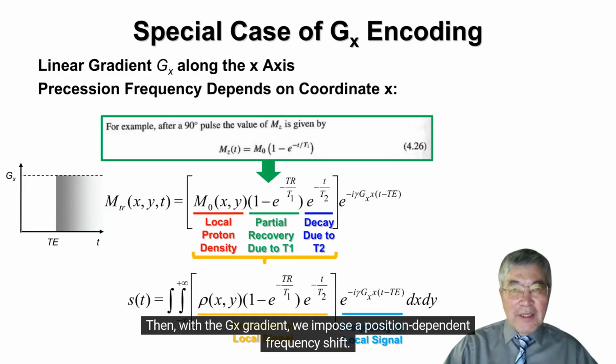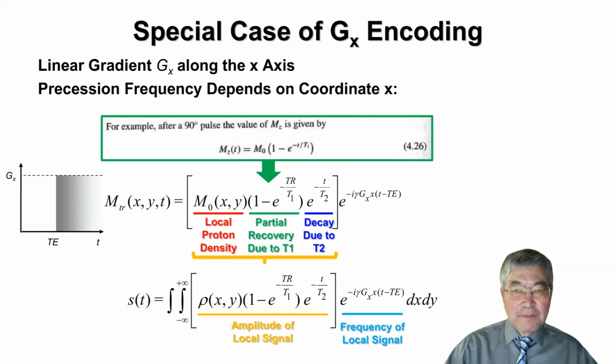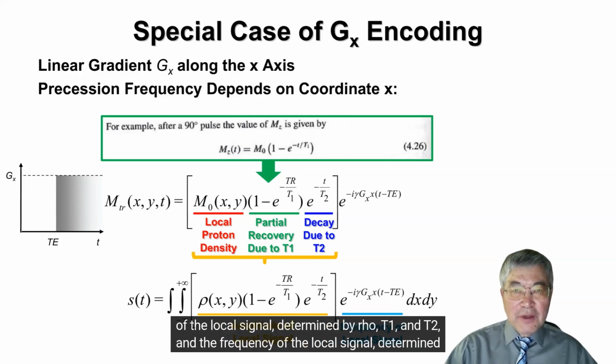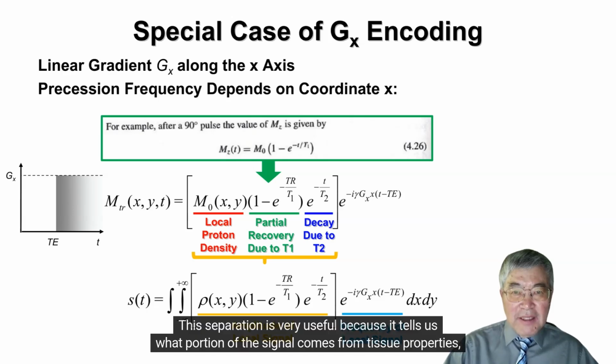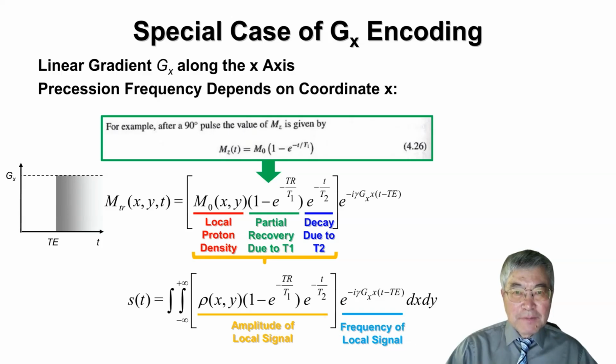Then, with the GX gradient, we impose a position-dependent frequency shift. That's why the exponential factor here involves GX times X. So, summarizing, the total signal is complex, but you can think of it as having two parts: the amplitude of the local signal determined by RHO, T1 and T2, and the frequency of the local signal determined by the gradient. This separation is very useful because it tells us what portion of the signal comes from tissue properties and what portion comes from our encoding scheme. This prepares us for data collection in K-space.